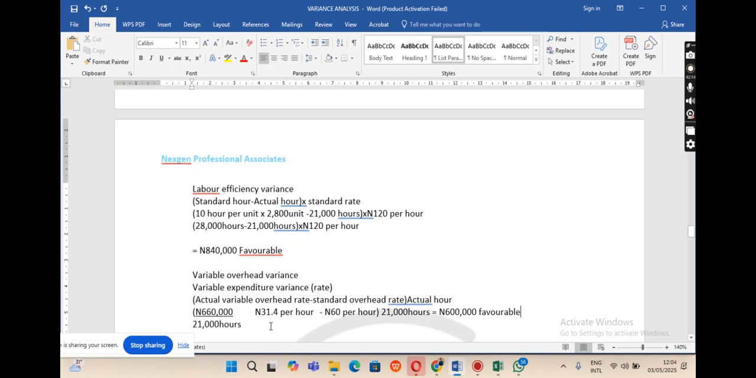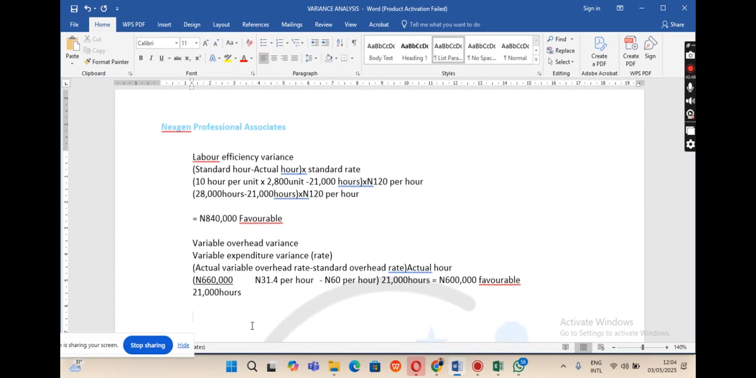Tolulope, quickly. I just wanted to confirm the calculation you said we should do. You said 660,000, divided by the actual hours, 21,000 hours. 660,000 divided by 21,000. That is what gives 31 naira 4 kobo per hour. Do you understand? Thank you, sir.